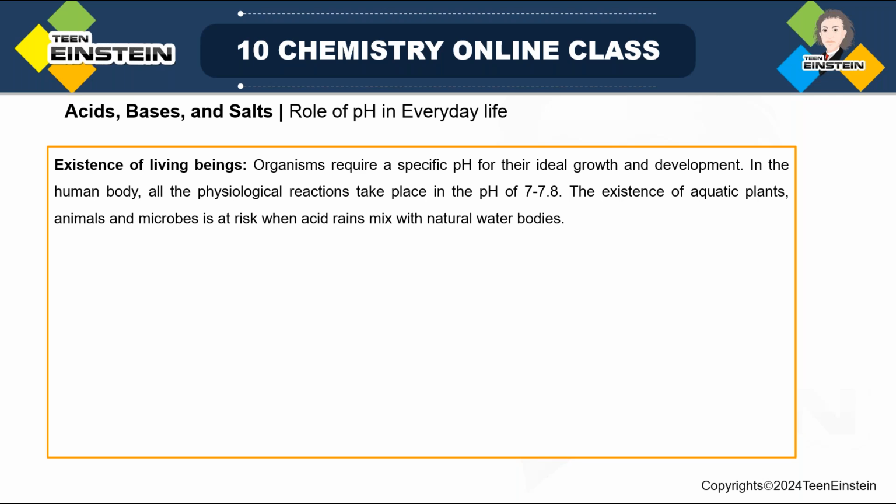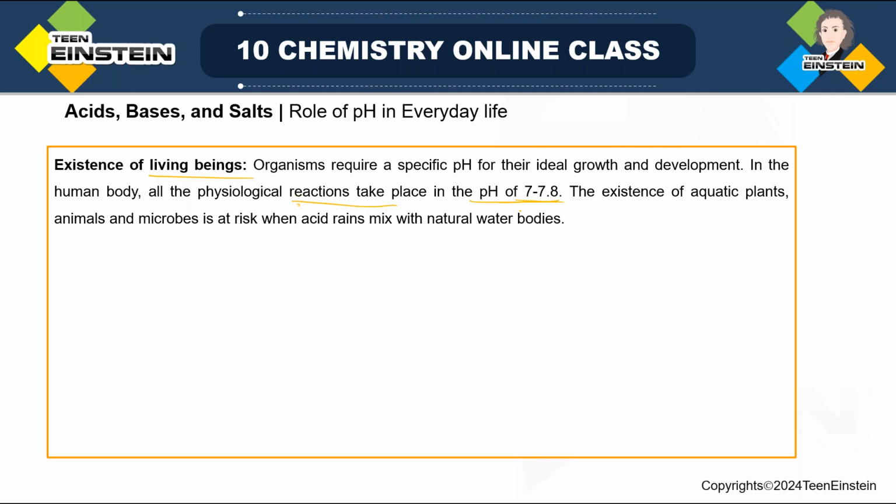So next we'll see the application or role of pH in our everyday life. First, the existence of living beings. Organisms require a specific pH for their ideal growth and development. Inside our body or the body of animals, so many complex reactions are going on always. Without those reactions, we cannot survive, right? And those reactions inside the cell require a particular pH. For example, in the human body, all physiological actions take place in this range. It is slightly close to neutral, slightly towards basic.